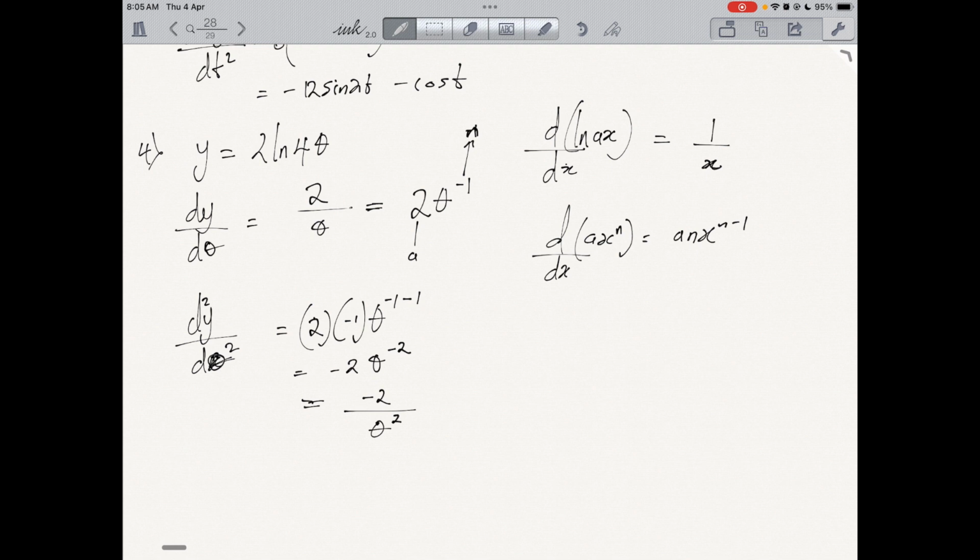Now in our next video, we'll be considering more examples on successive differentiation.